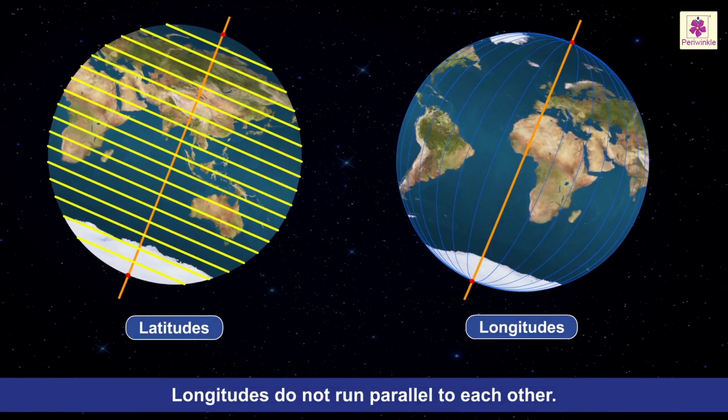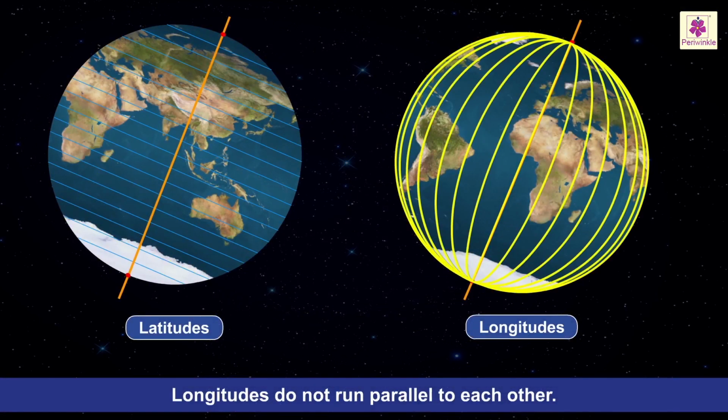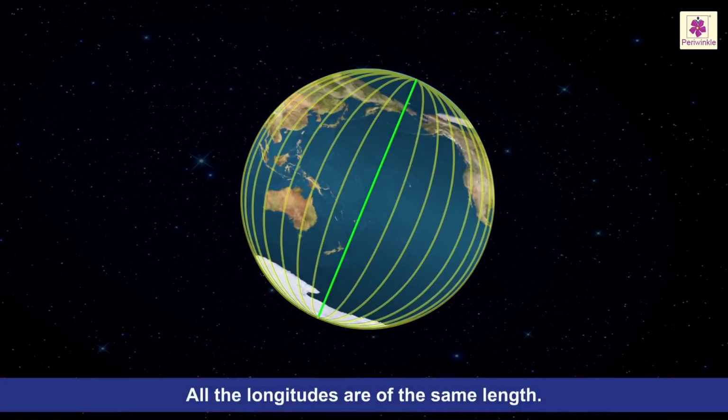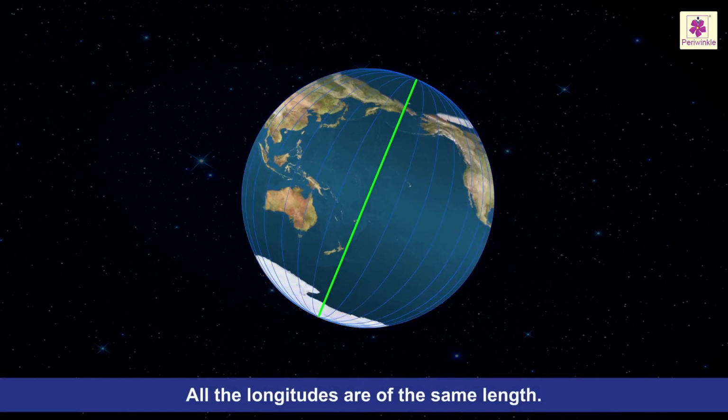Unlike the latitudes, the longitudes do not run parallel to each other. They are farthest apart at the equator, and the distance between them grows lesser and lesser till they meet at the two poles. All the longitudes are of the same length. The axis is not a longitude.